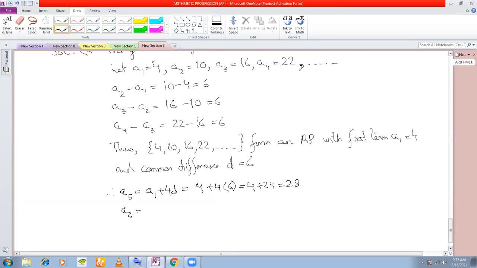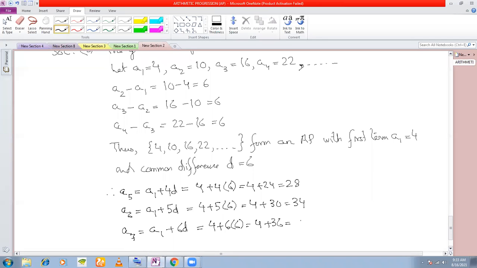Next term, the sixth term, A1 plus 5D, which is equal to 34. Seventh term, A1 plus 6D. 4 plus 6 into 6. 4 plus 36, which is equal to 40. So you have to write down the next 3 terms. Therefore, what are the next 3 terms?